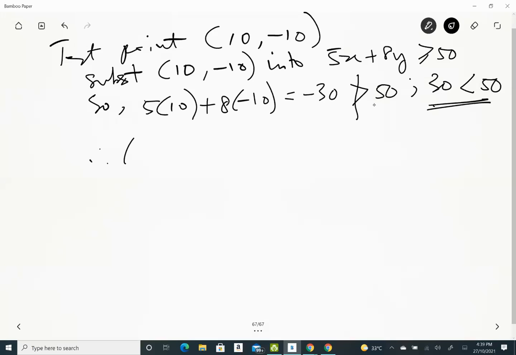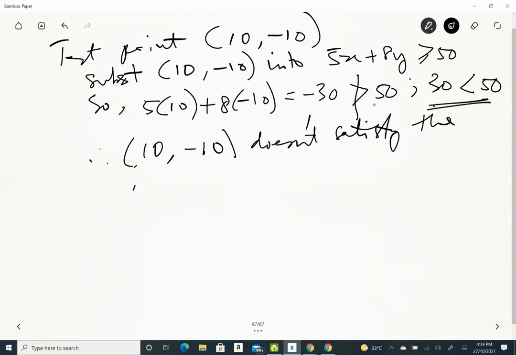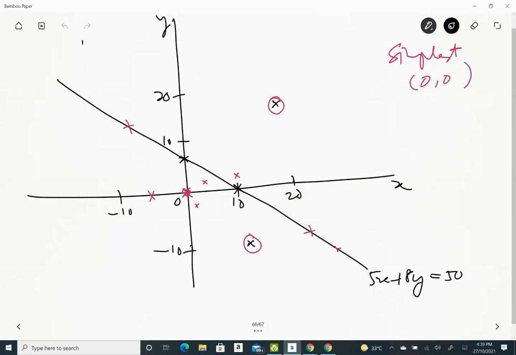So therefore 10, negative 10 does not satisfy the inequality. So that point that we chose, 10, negative 10, does not satisfy the inequality. So that point, I put a big cross. It doesn't satisfy, so that point does not belong to the inequality.